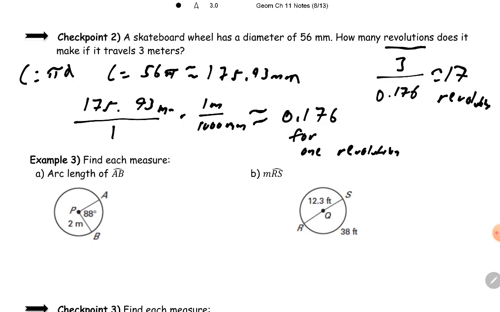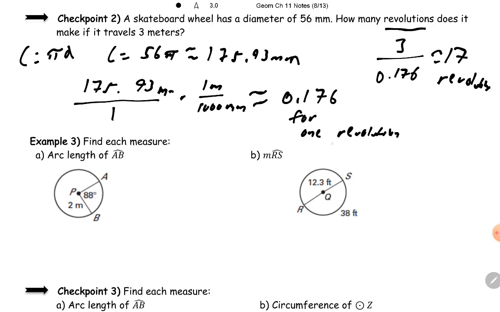Okay, so once again, I started with finding the perimeter of the wheel using the circumference, pi times d. I took that amount because our goal is to find out how many revolutions does it make if it travels 3 meters. So I need to convert millimeters into meters, and that'll tell me the distance for 1 revolution. And then if it traveled 3 meters, we just divide by the distance of a revolution to give us how many revolutions.